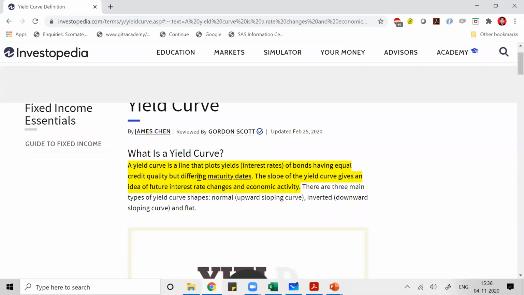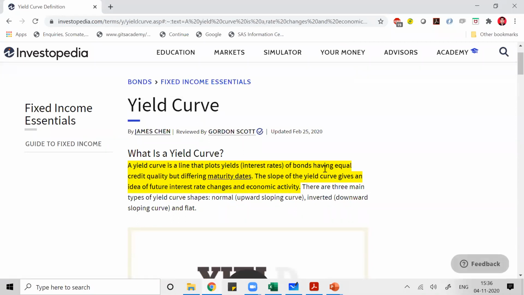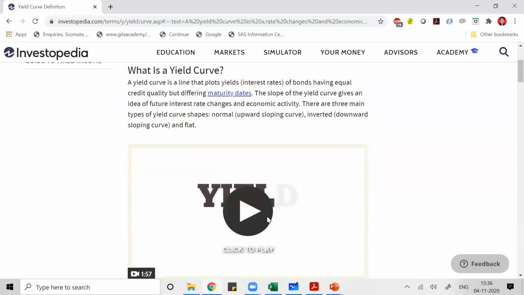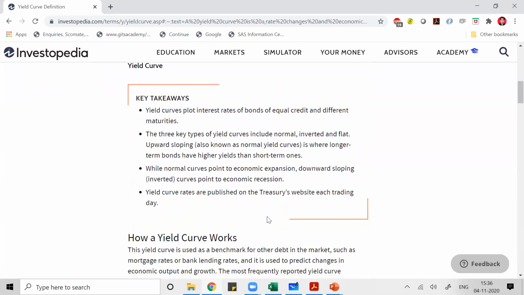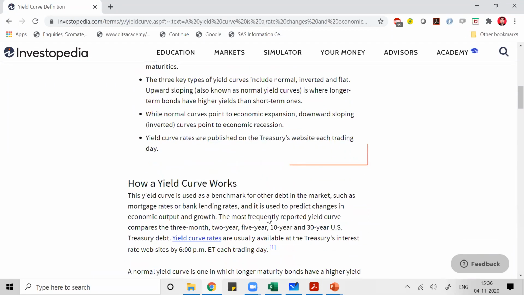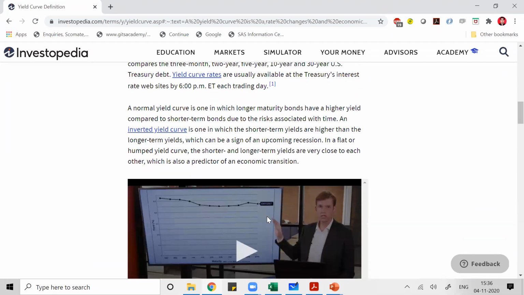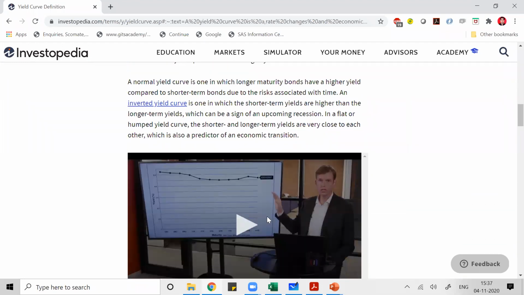The yield curve is the line that plots the yield or the interest rate of bonds having equal credit quality but different maturity dates. The slope of the yield curve gives an idea about future interest rate changes and economic activity. There are mainly three types of yield curve: normal, inverted, and flat. By plotting the yield curve, you can expect the future interest rate in the market. You can see this yield curve.